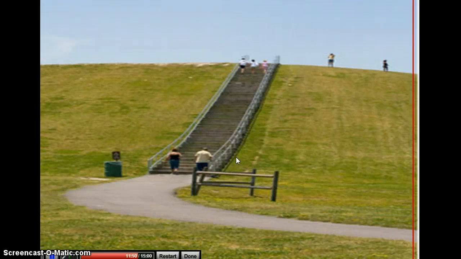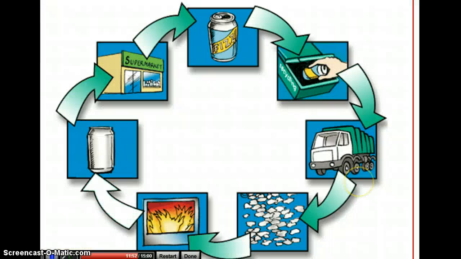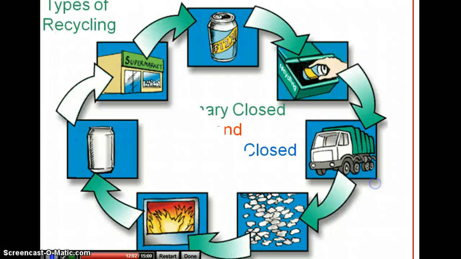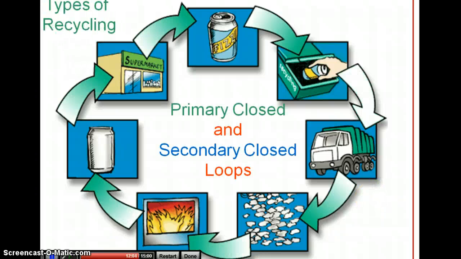There's a picture of a landfill turned into a park. I think it might even be visible. Yeah, visible. All right, so recycling. Believe it or not, there's two types of recycling. Let's see if I put the words, you might be able to figure it out. There's primary closed and secondary closed loops. So yes, that is correct.